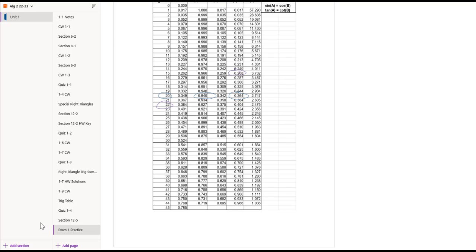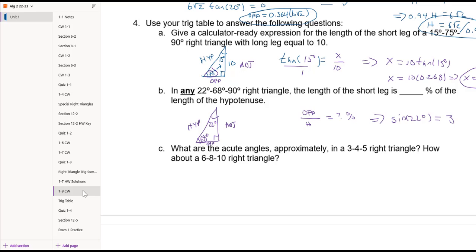There's 22. There's your sine column. Come down here, 0.375, so 37.5%. So in every 22, 68, 90 right triangle, the short leg will be 37.5% of the hypotenuse. Notice that it's less than 50%, which would be the case in the 30, 60, 90 right triangle, because as that smaller angle gets smaller, the side opposite gets smaller, so it's a smaller percentage of the overall total. So it dropped from 50% down to 37.5% when we went from 30 degrees down to 22 degrees.